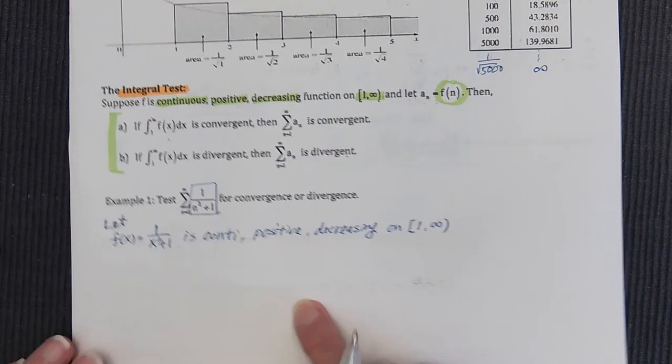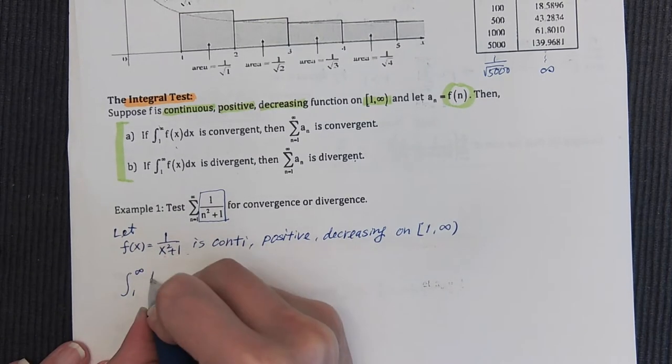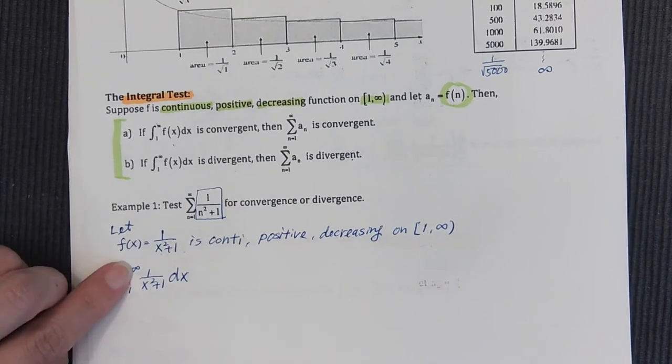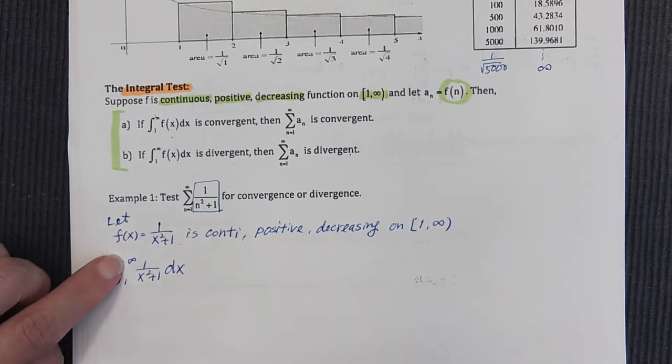So I'm going to take the integral. The integral from 1 to infinity of the function 1 over x squared plus 1 dx. But again, can I take infinity as an integral bound? We don't do that. Do you remember what we did? How do you do the integral to infinity?